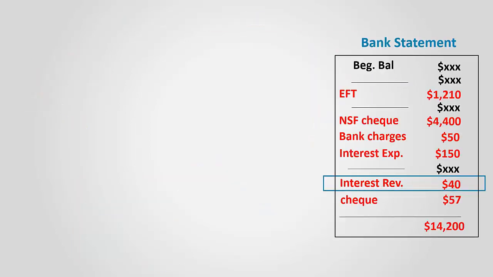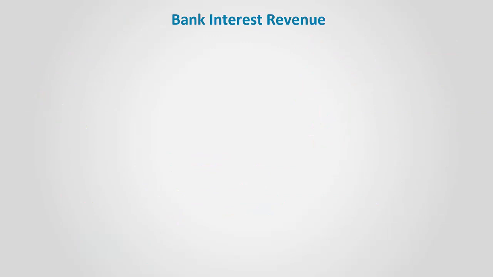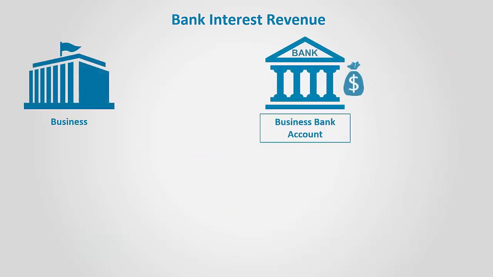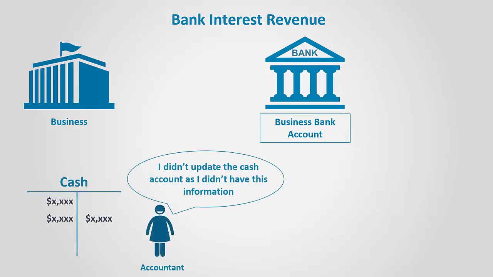Interest revenue. Sometimes the bank will add interest on a savings account. The interest is added, but the business doesn't get the exact amount except with the bank statement. At this time, the accountant will add it to the cash balance.